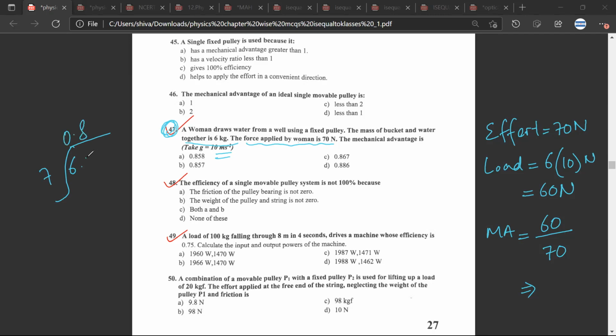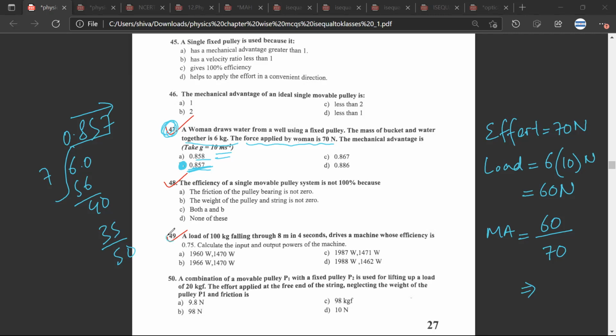7 8 the 56, 7 5 the 35. So he wants you to go to the third level. So 7 5 the 35, 7 7 the 49. So 0.857. Mr. CB, any doubt? No doubt. Just take care of the units, and there will be times when he will take you to the third decimal place. Great.